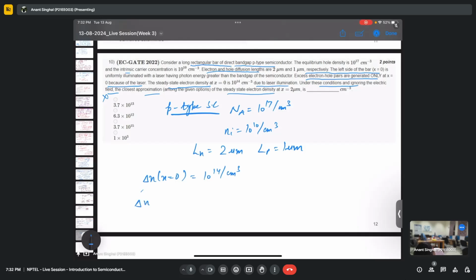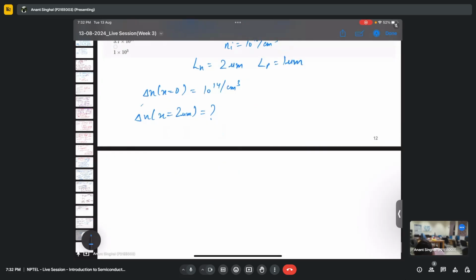So again we need to find the delta n at x equals 2 micrometer. So this is the question. We have everything given in the question, we just need to find out the delta n. So this is again straightforward. We know that delta n is nothing but delta n at x equals to 0 times e raised to power minus x by Ln. This is already taught directly in the theoretical lectures. You can take a reference from that.